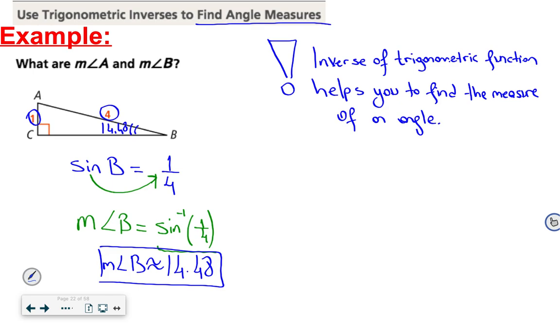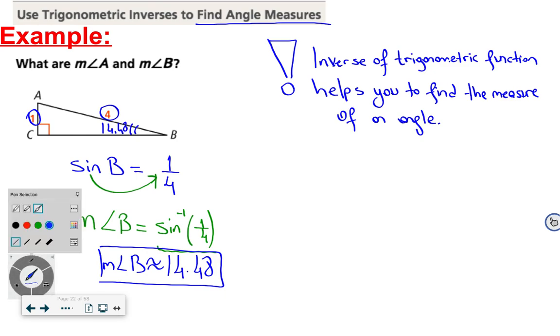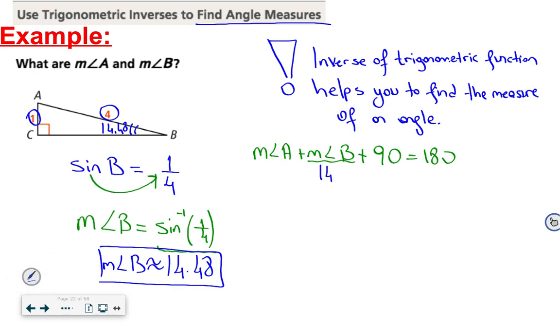So if this angle is 14.48, remember, what is the sum of the interior angles of a triangle? It is 180. So measure of angle A plus measure of angle B plus 90 is going to be equal to 180. Did I find the measure of angle B? Of course I found that. Substitute 14.48. Measure of angle A plus, if we add them up, 90 plus 14.48, then you will get 104.48, which is equal to 180.